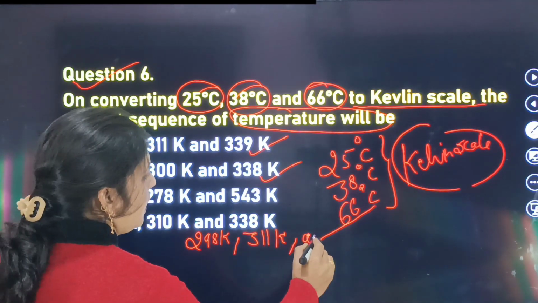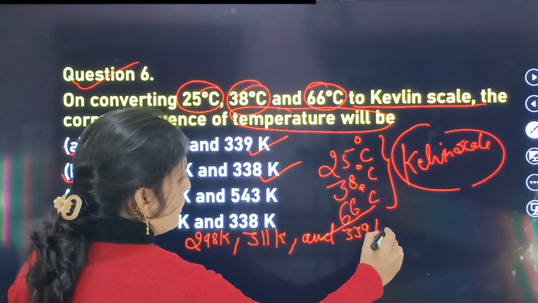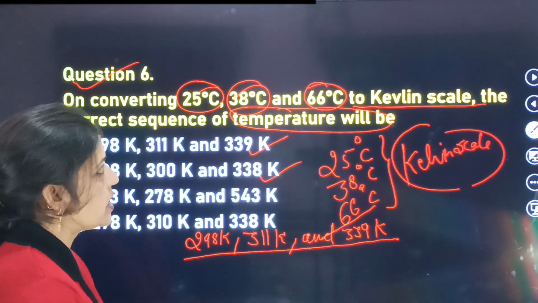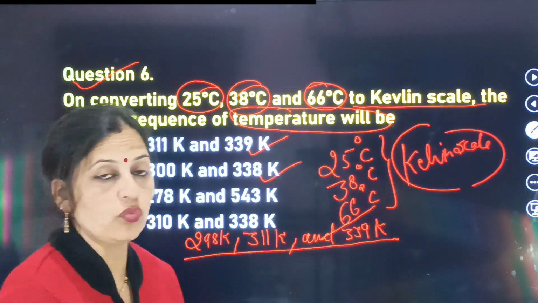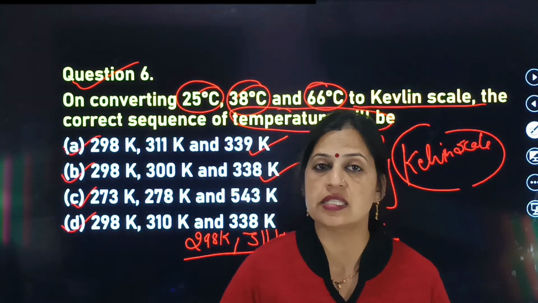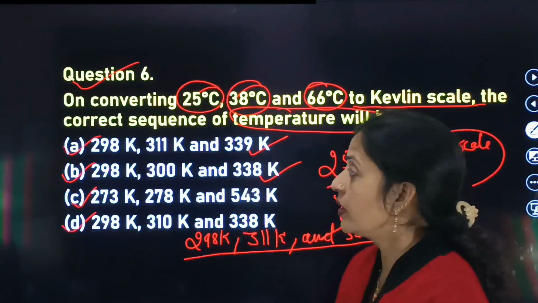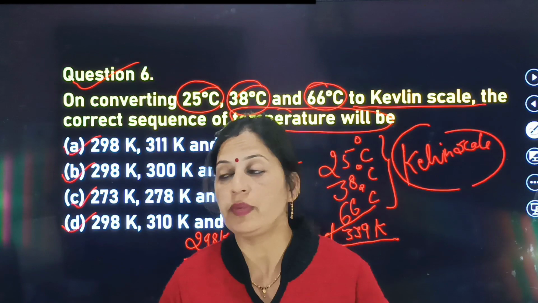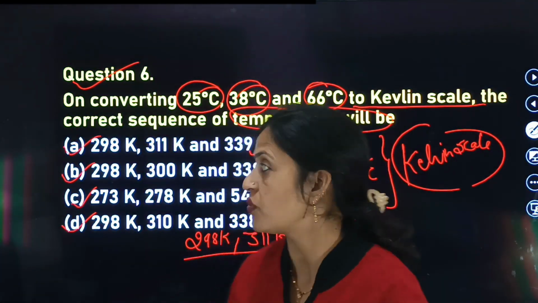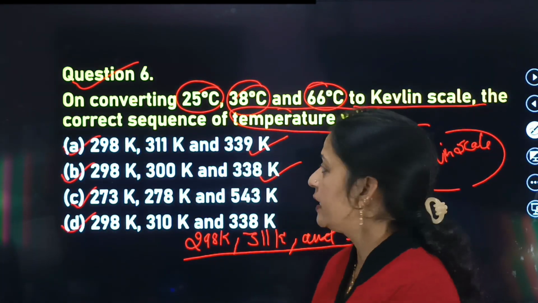339 Kelvin. So this is the correct sequence of the temperature while converting 25 degrees Celsius, 38 degrees Celsius and 66 degrees Celsius to Kelvin scale. After that the correct sequence of the temperature will be 298 Kelvin, 311 Kelvin and the last one is 339 Kelvin. This is the correct sequence of the temperature.